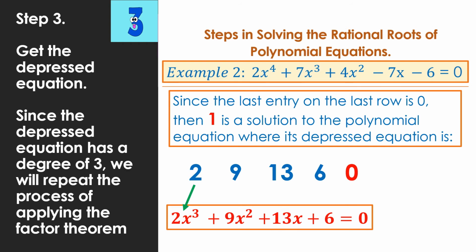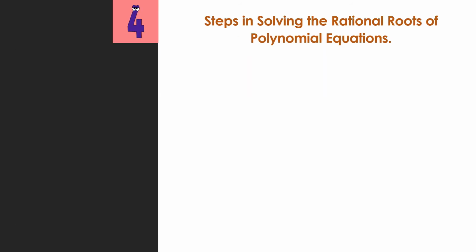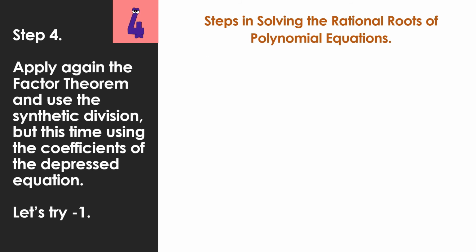So from 2x cubed plus 9x squared plus 13x plus 6 equals 0, the depressed equation is 2x cubed plus 9x squared plus 13x plus 6 equals 0. Since the depressed equation has a degree of 3, we will repeat the process of applying the factor theorem.